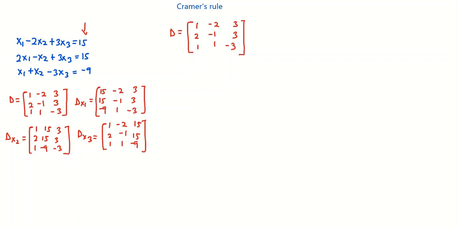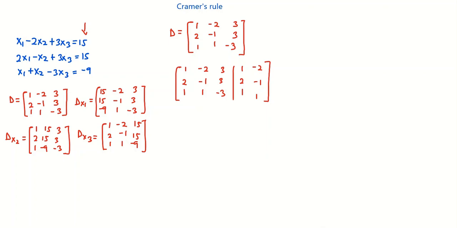To find the determinant of this matrix, I'm going to augment this matrix with the first 2 columns. I'm going to have something like 1, 2, 1, minus 2, minus 1, 1, and then 3, 3, minus 3. Then I'm going to augment it with the first 2 columns, so I'm going to have 1, 2, 1 again, and minus 2, minus 1, and 1. Now you are going to solve this matrix to get the determinant.